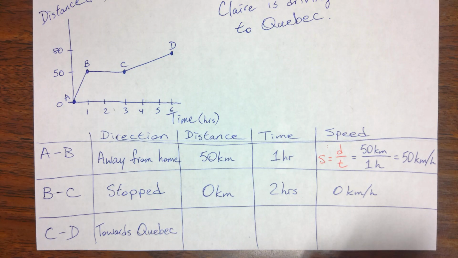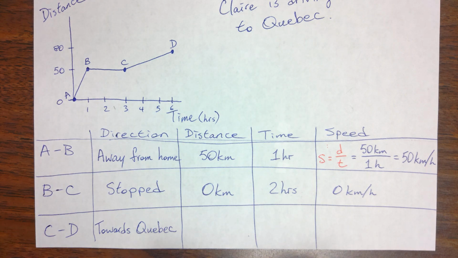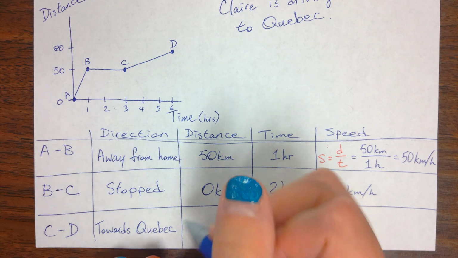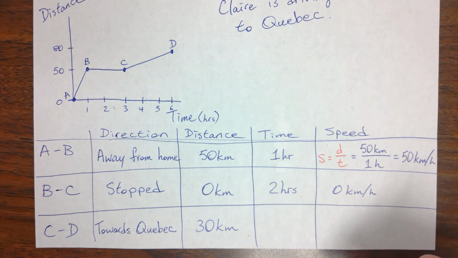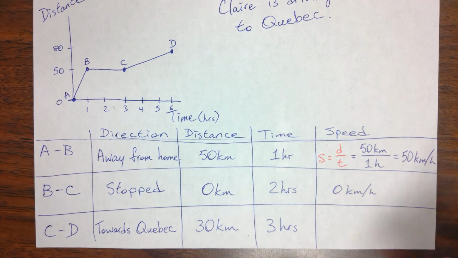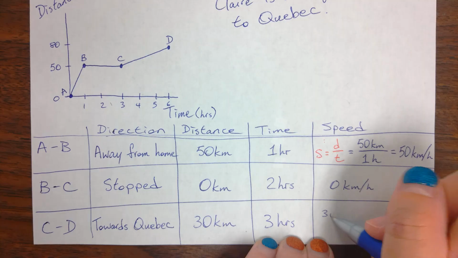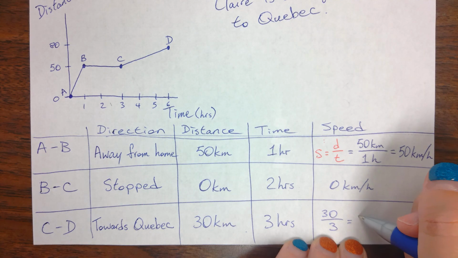Derek? Sorry? That's 50, that's 80. Yeah, so 30 kilometers, right. And how long did that take her? Yeah, 3 hours. And then so 30 divided by 3. How fast were you going?